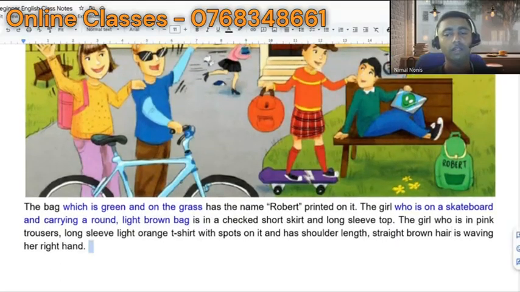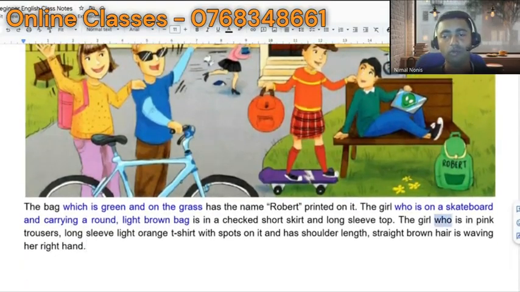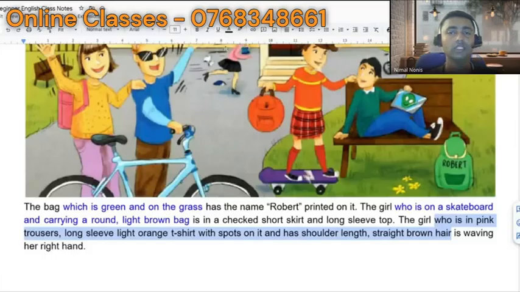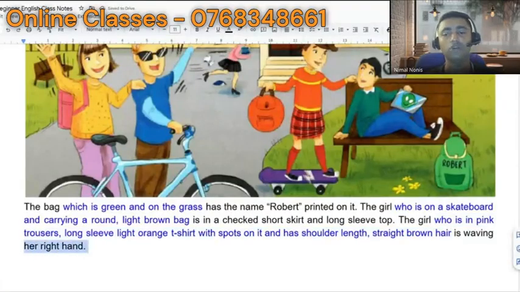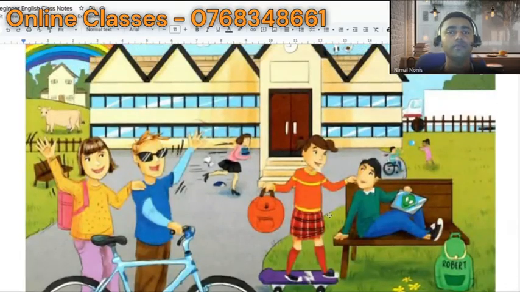Now I have given a very big description about this girl. The relative pronoun part starts from here, and it ends here. So our main sentence is: the girl is waving her right hand. Now we are giving more description about who this girl is. Because if you simply say the girl is waving her right hand, in this picture there are many girls, four girls. Then there's a confusion, so we have to specifically say which girl we are referring to.